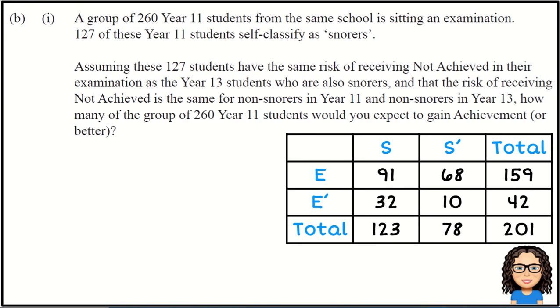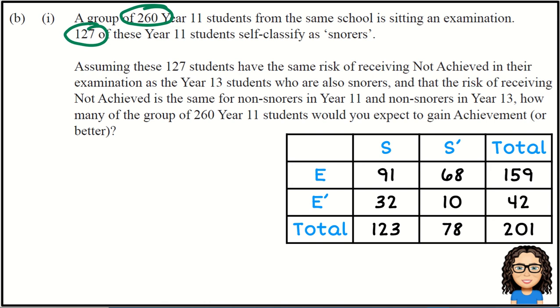So, I've got some more information here. Now, this is talking about year 11 students. So, the previous information was about year 13s. So, this is now talking about a new group of 260 year 11s. And from those students, there are 127 of them that self-classify as snorers.